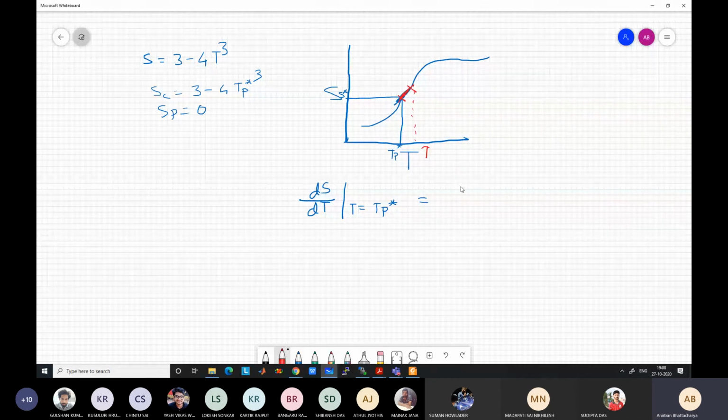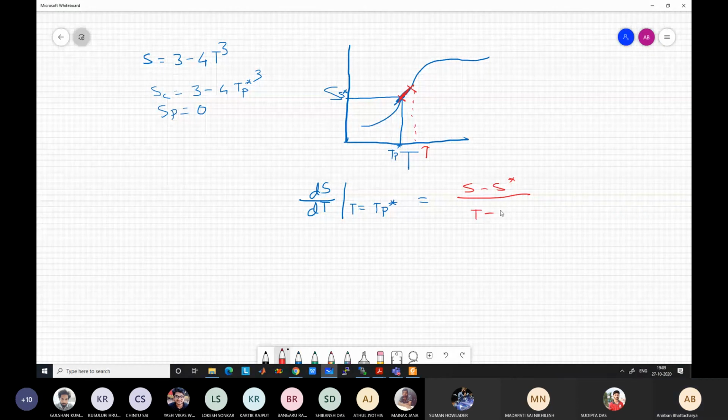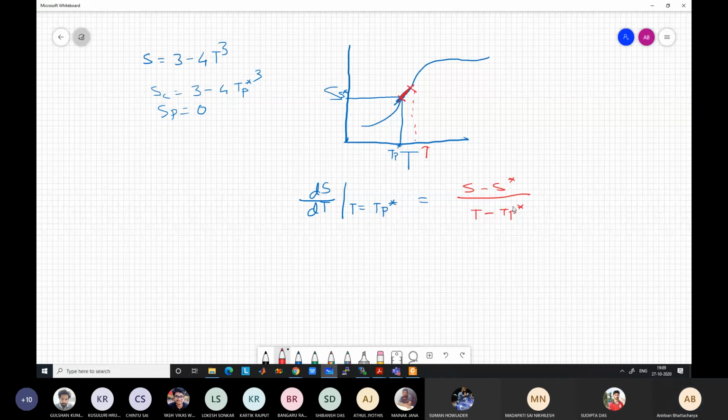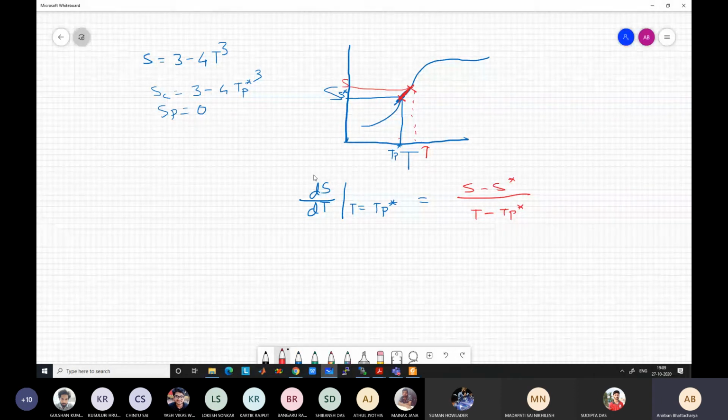So I can write this slope as S minus S star by T minus TP star. Correct? Where S is the value at this point. So S minus S star by T minus TP star. This gives us the slope of this line. So dS/dT at T equal to TP star is equal to S minus S star divided by T minus TP star. From here you can do the calculation and find out what the S value should be. Okay, let us go back to the notes.